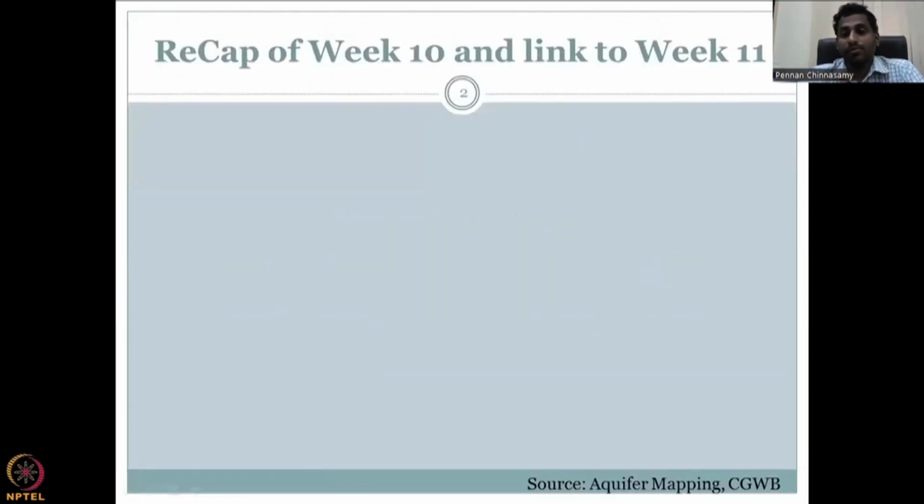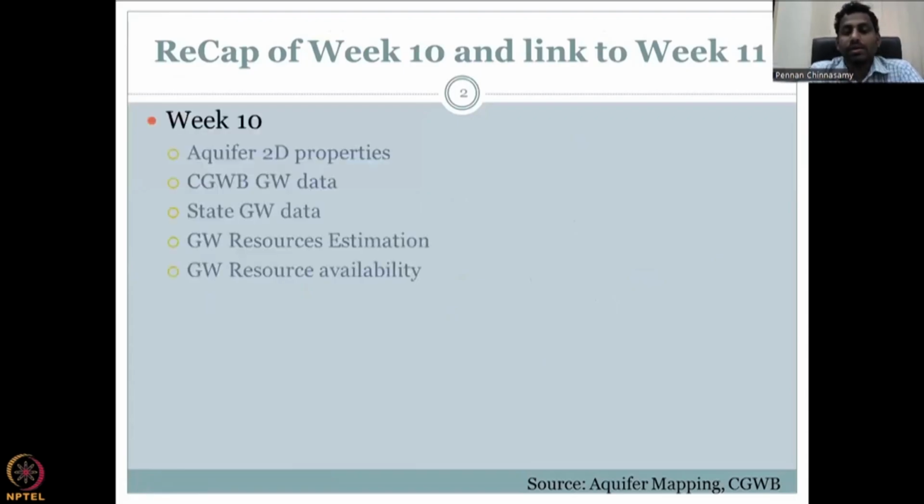Let's do a quick recap of what we did in week 10 and then how it is linked to week 11. In week 10, we looked at the aquifer 2D properties. This included aquifer thickness, aquifer type as a 2D on the top, spread, area, aquifer material, and depth. So all these are 2D. You could incorporate them as a 3D model because your surface area spread is one-dimensional, your depth X and Y is two-dimensional. So you can have 3 dimensionals just taking the 2D data.